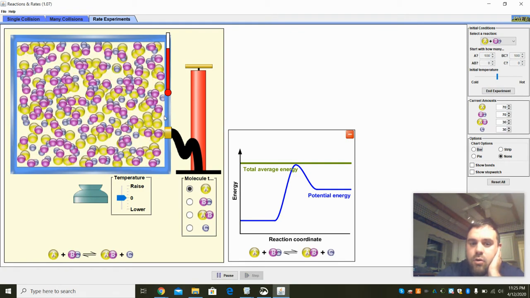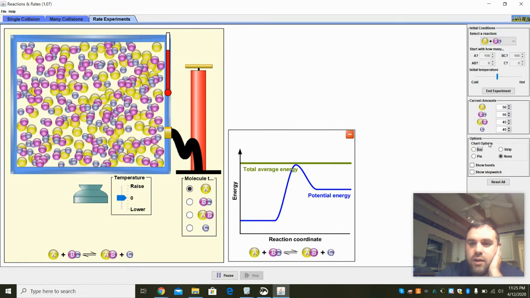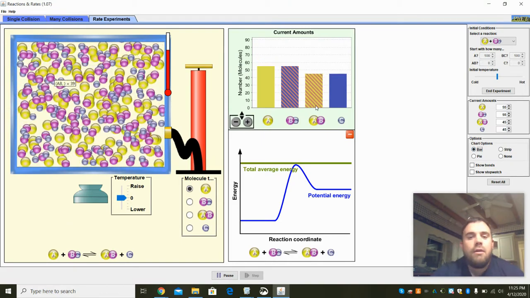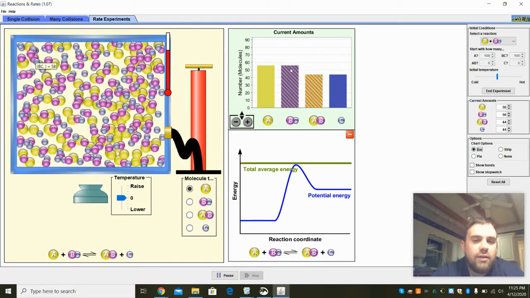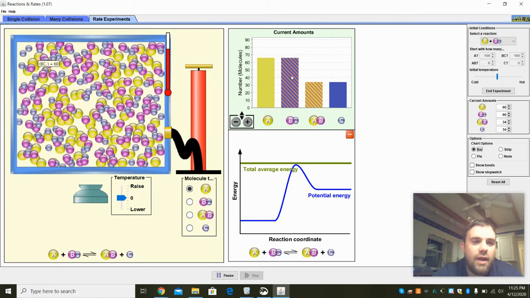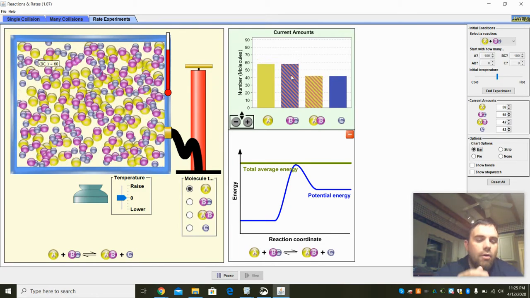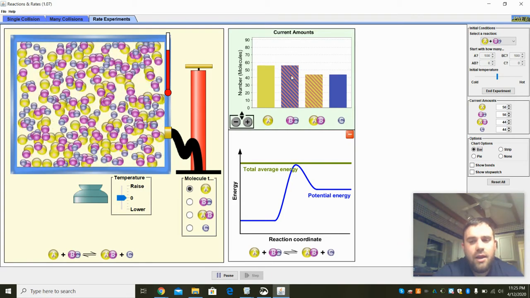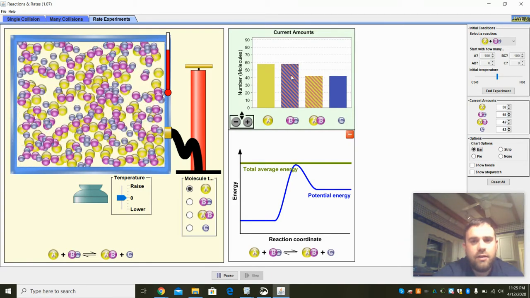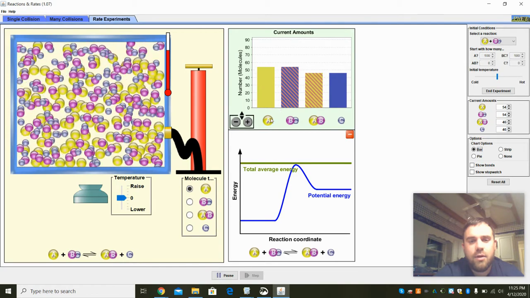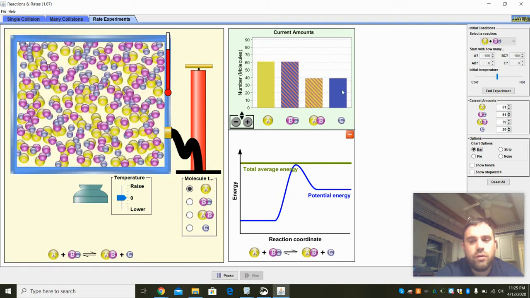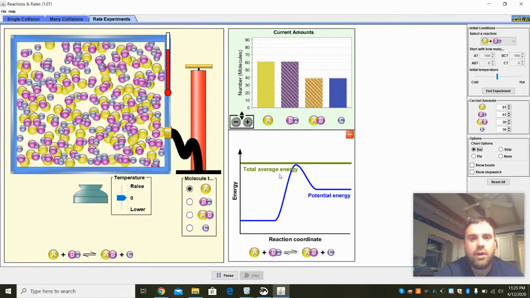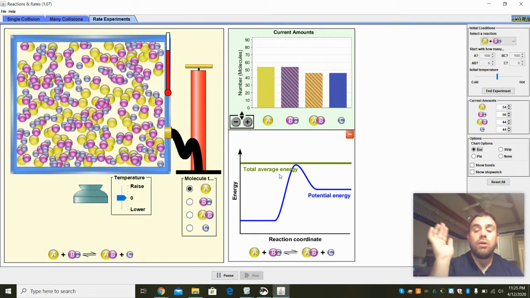And then over here, what you can see happening is a whole bunch of collisions. And if I click bar chart here, this is tracking the number of particles that, at an instant, are in either the reactants or the products. And so, as I can see from this, my reactants are generally bigger than my products. Therefore, I can easily make a claim about the equilibrium constant.